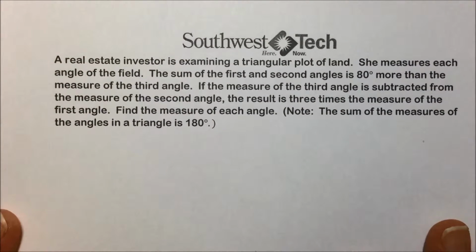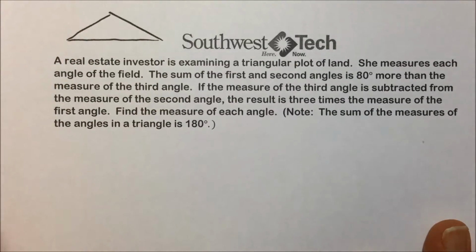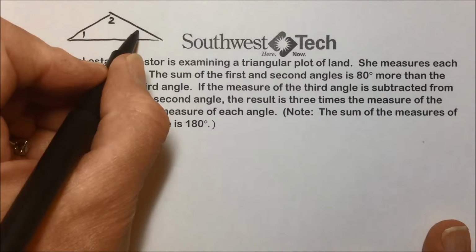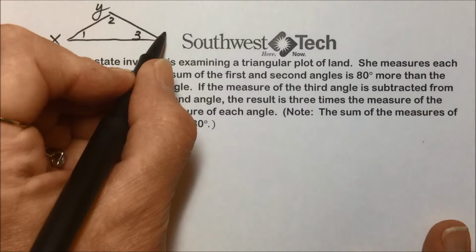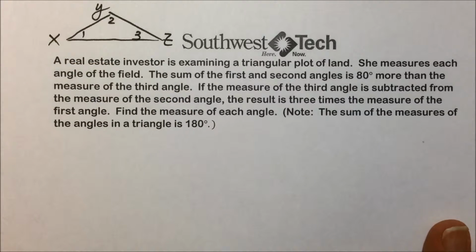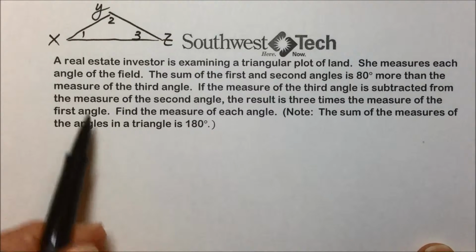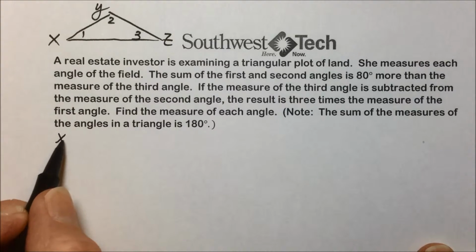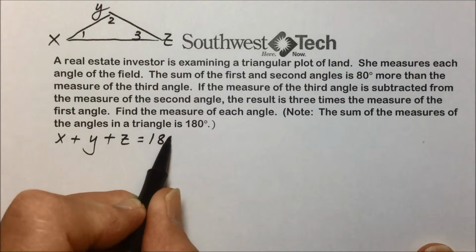Well, drawing a picture isn't the worst thing in the world to help us solve a word problem. So we have a triangular piece of land. They're talking about the 3 angles. Let's assign those angles X, Y, and Z, and then see if we can come up with 3 equations to help us solve for these three unknowns. And here, this note is where we can start: the sum of the measures of the angles in any triangle is 180. So there's our first equation. The first angle plus the second angle plus the third angle is equal to 180.